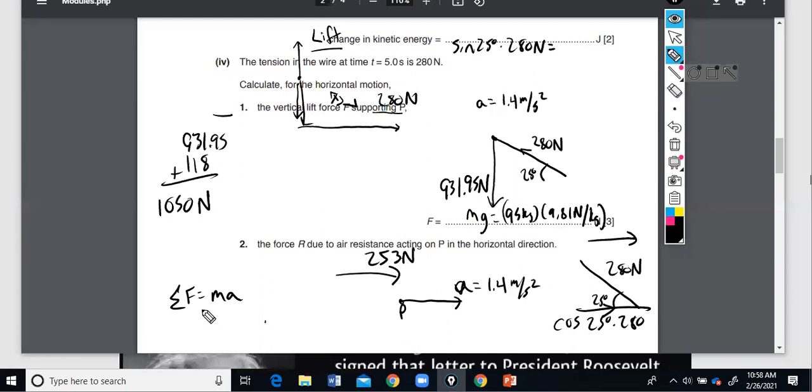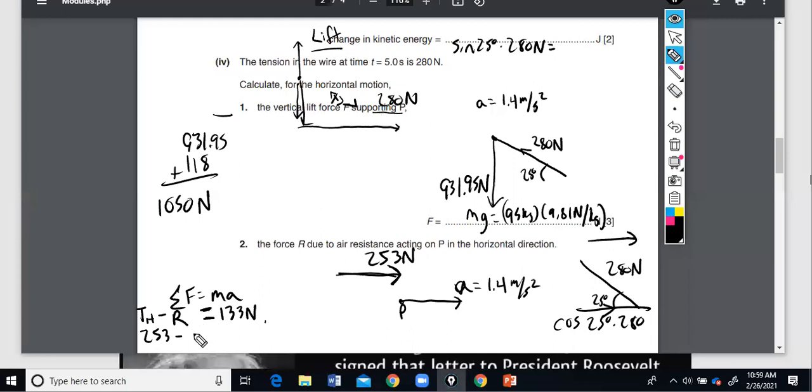Okay, so the sum of the forces is equal to 133 newtons, right? Because that's m times a. But the forces there are the horizontal component of tension, and then the resistive force of drag that opposes it, right? There's an air resistance that slows you down. So the horizontal component of tension, we calculated to be 253 newtons.